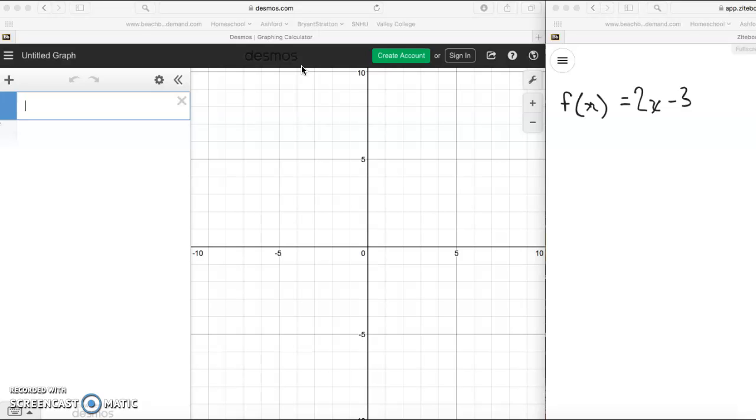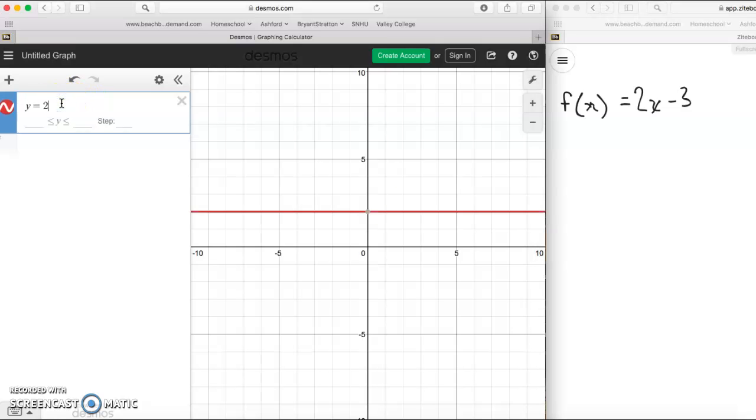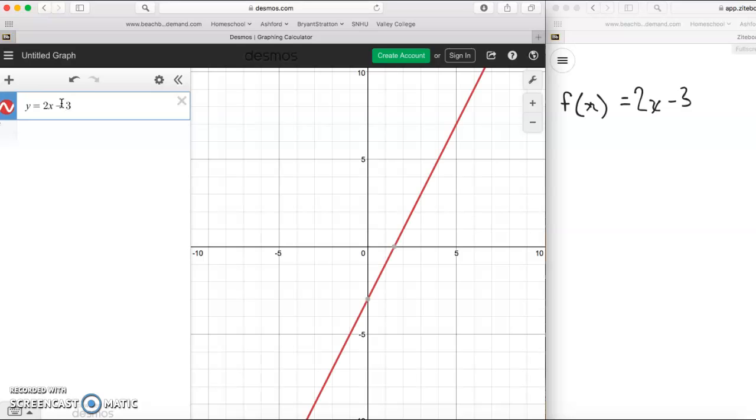And I'm going to plug in the equation of our line over here. f(x) equals 2x minus 3. And I'm going to use y equals 2x minus 3. So there I have my line here.